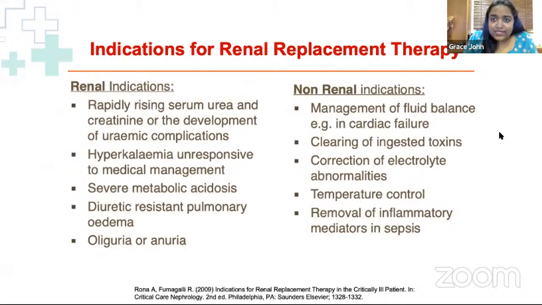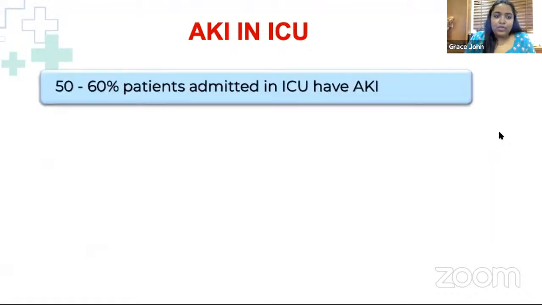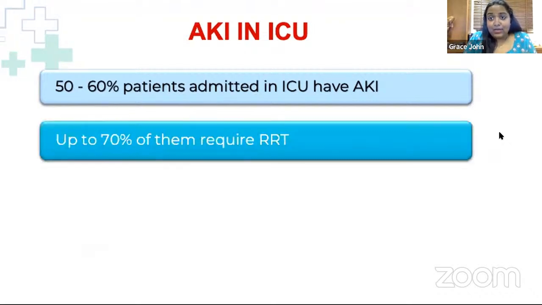Now, in this presentation, I'll be mostly concentrating on acute kidney injury in the ICU, and RRT specifically in the critical care setting. All right. So why is it important? Because more than half of the patients admitted to the ICU tend to have some degree of acute kidney injury, and out of them, 70% would require renal replacement therapy for the aforementioned reasons.